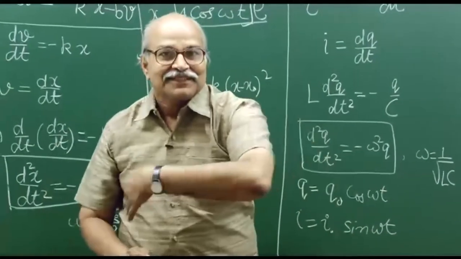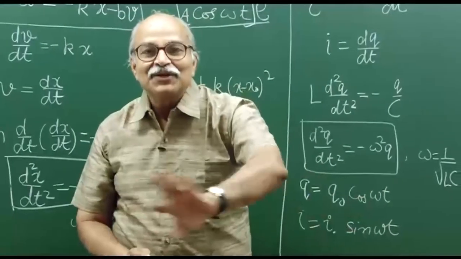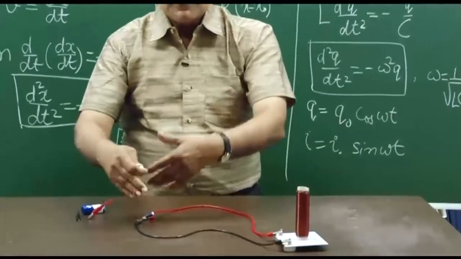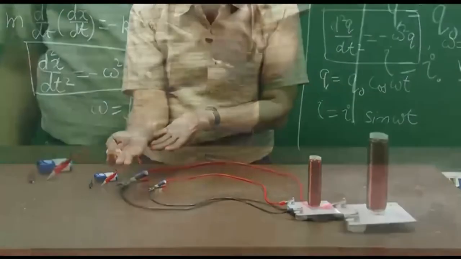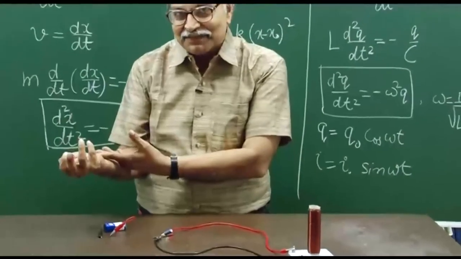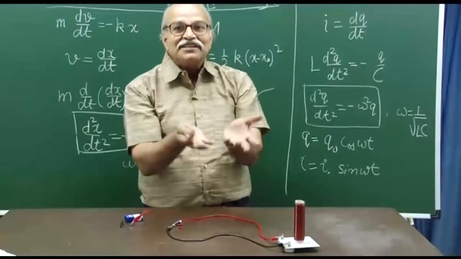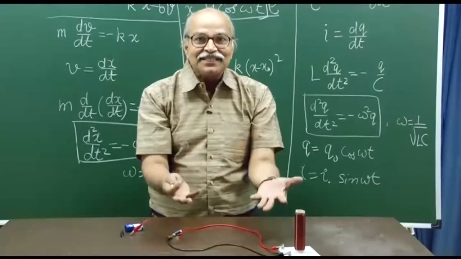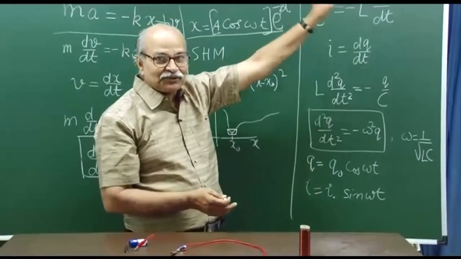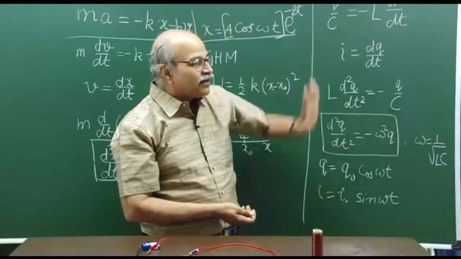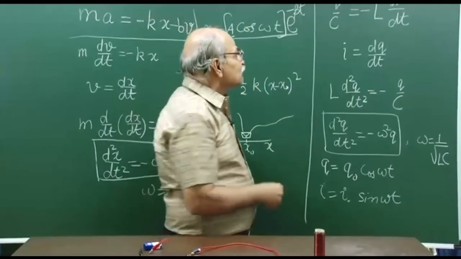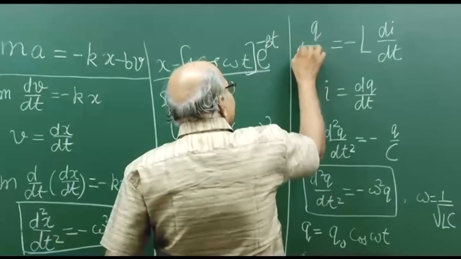So, if there is no resistance, this will go on. The charge will go through the capacitor and finally the charge will reverse. But in a mechanical system, always you have some dissipative force. In an electrical system, you always have some resistance. So, some resistance will always be there. So, you have to write in your equation that resistance also. So, if you include that resistance R, R times I is the potential drop there. So, this will be plus Ri here.